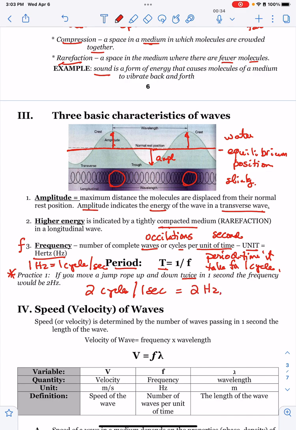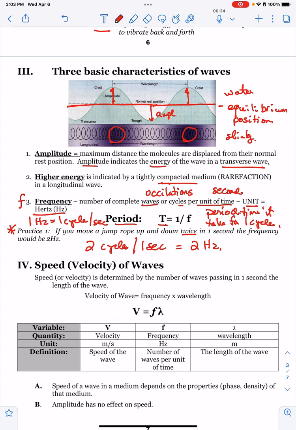The speed of a wave, what I call the wave equation. The speed or velocity is determined by the number of waves passing in 1 second and the length of the wave. The velocity of the wave, v, is equal to the frequency, f, times the wavelength, lambda. This is how you describe the equation.